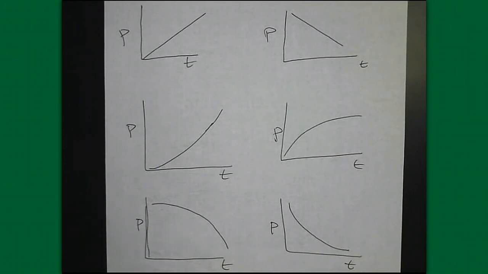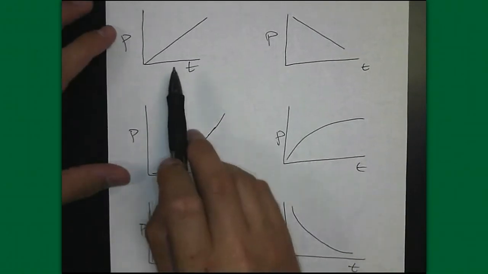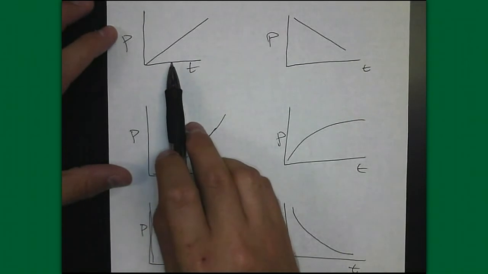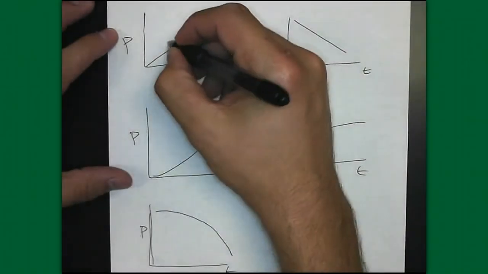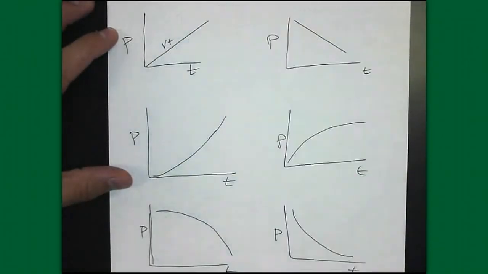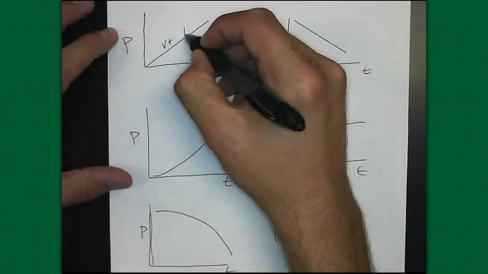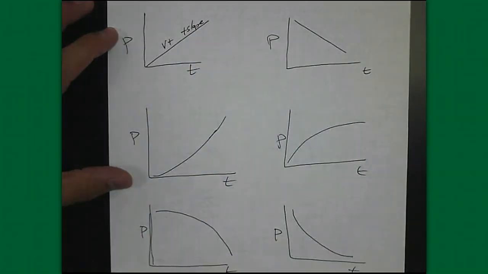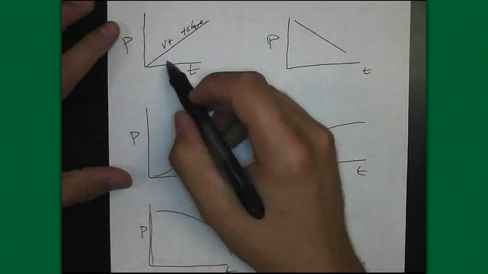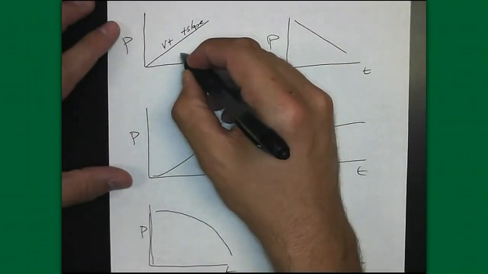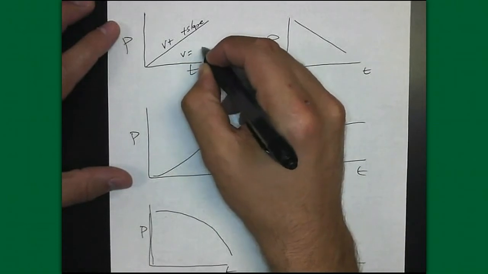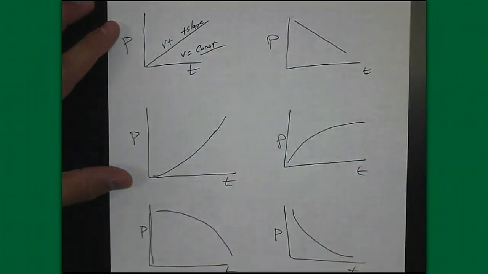All right, you had a minute to think, hopefully. In this one, which direction is the object moving? This would be positive velocity because we have a positive slope. So it's moving forward or in some positive direction. What about the speed? Is it constant or not? Well, we have a straight line, so speed is constant. Straight line, speed is constant.